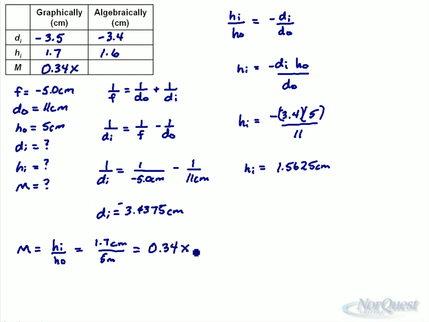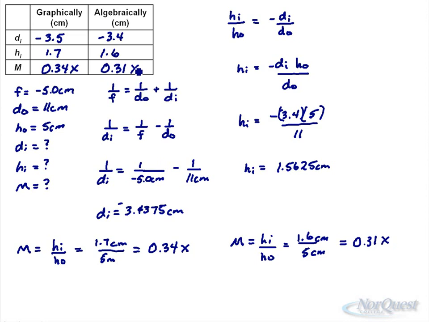And if we do this again with the algebra numbers, HI over HO, and go 1.6 divided by 5 centimeters, you get 0.3125, so it's 0.31 times. Again, fairly close, but the algebra numbers are slightly more accurate.